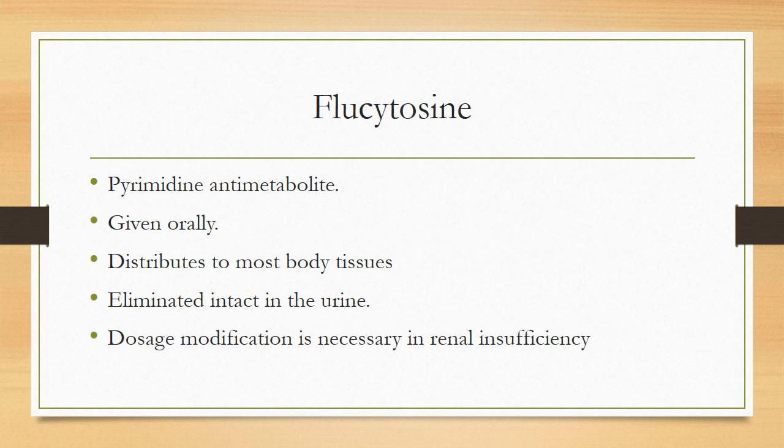Now we are going to discuss flucytosine. It is a pyrimidine antimetabolite, and it is given orally. It distributes to all body tissues and is eliminated intact in the urine. Dosage modification is necessary in renal insufficiency.